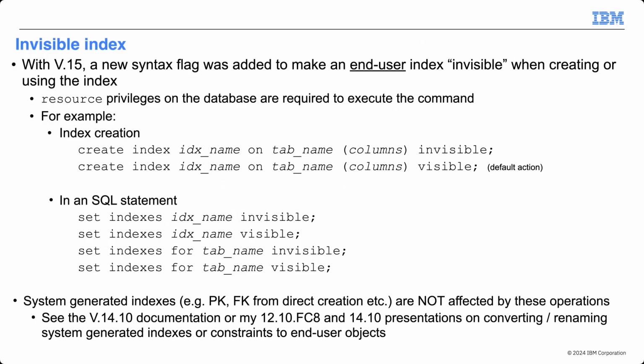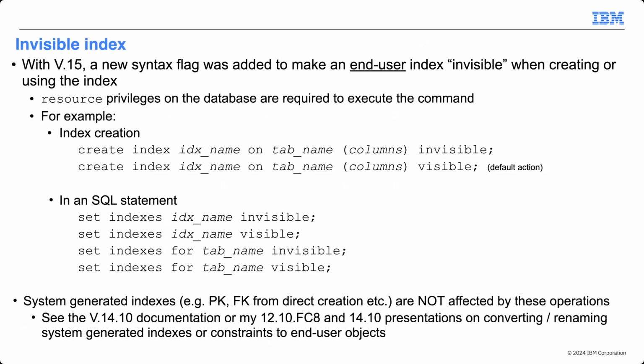Now, it does require resource permissions on the database to execute this command, but you can create an index now. The default is obviously visible, because if you create the index, we assume you want to use it, but you can also create an index in invisible mode and then just trigger it to be visible if you want to test. Or if you have existing indexes, you can turn either a specific index visible or invisible, or all indexes for a table to be visible or invisible with a simple SQL statement.